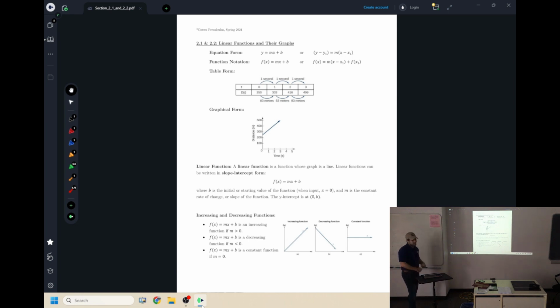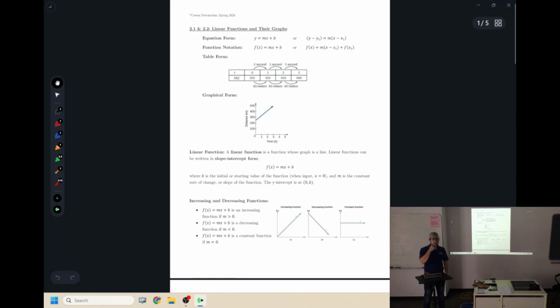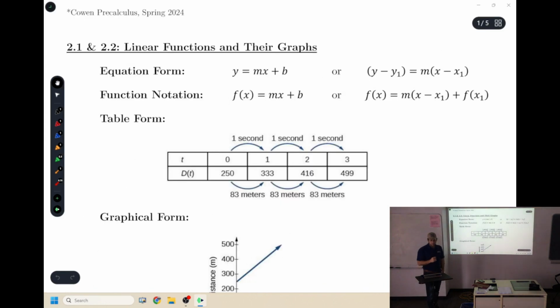Yeah, we're going to fly through linear, because this is the only day we're going to do linear functions, because we've seen them in college algebra. So we're just going to blow by them and then get started with the real stuff. Awesome.